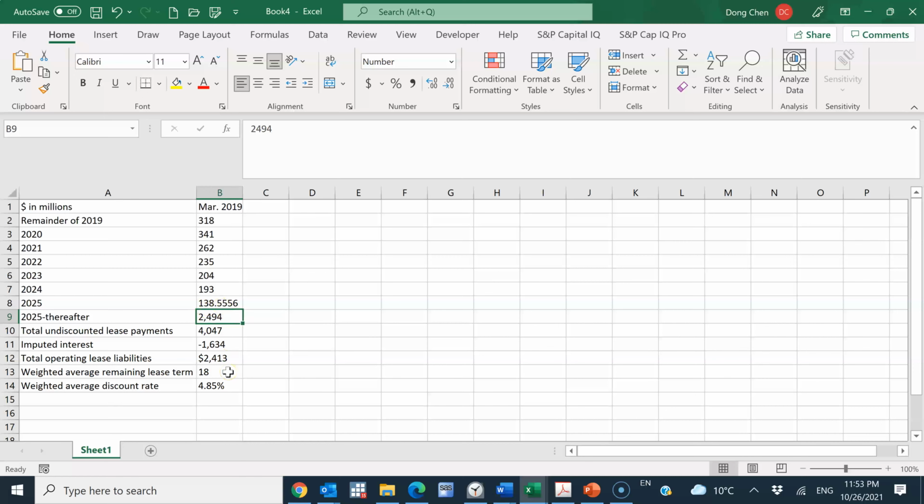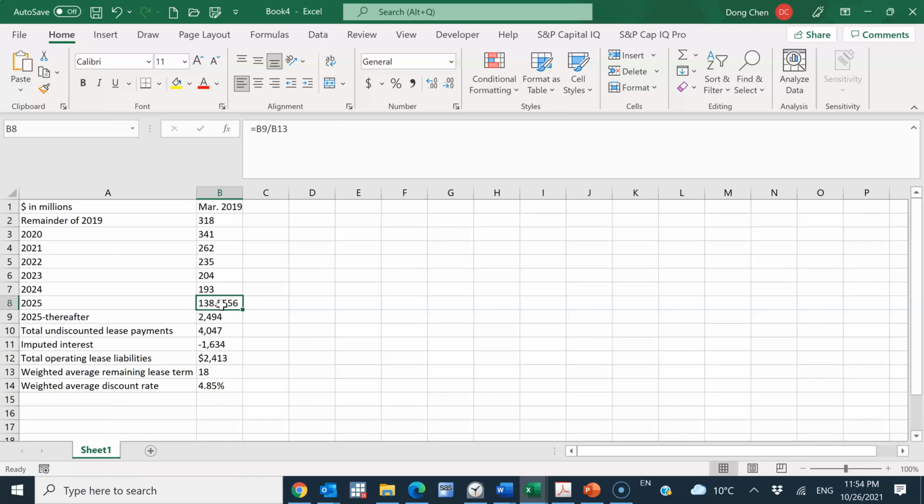But I will omit that part. We need to keep in mind this is an annual lease payment, and it's constant. And why does that matter? Because then we can use the present value of the annuity formula to figure out the present value of all these 18 lease payments.